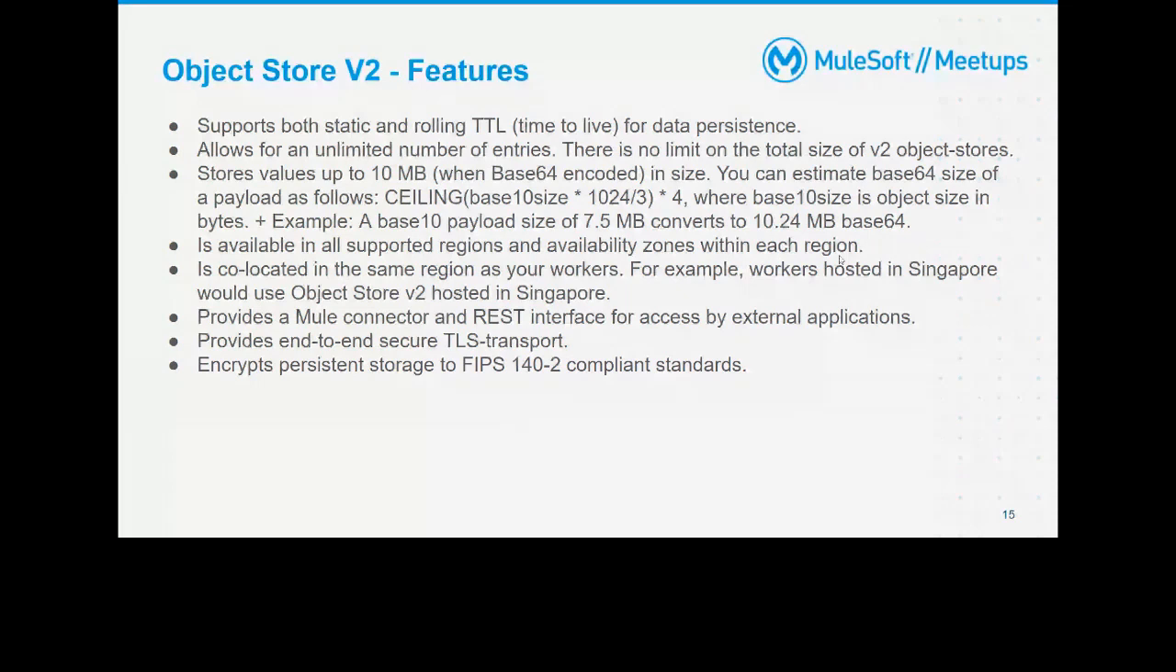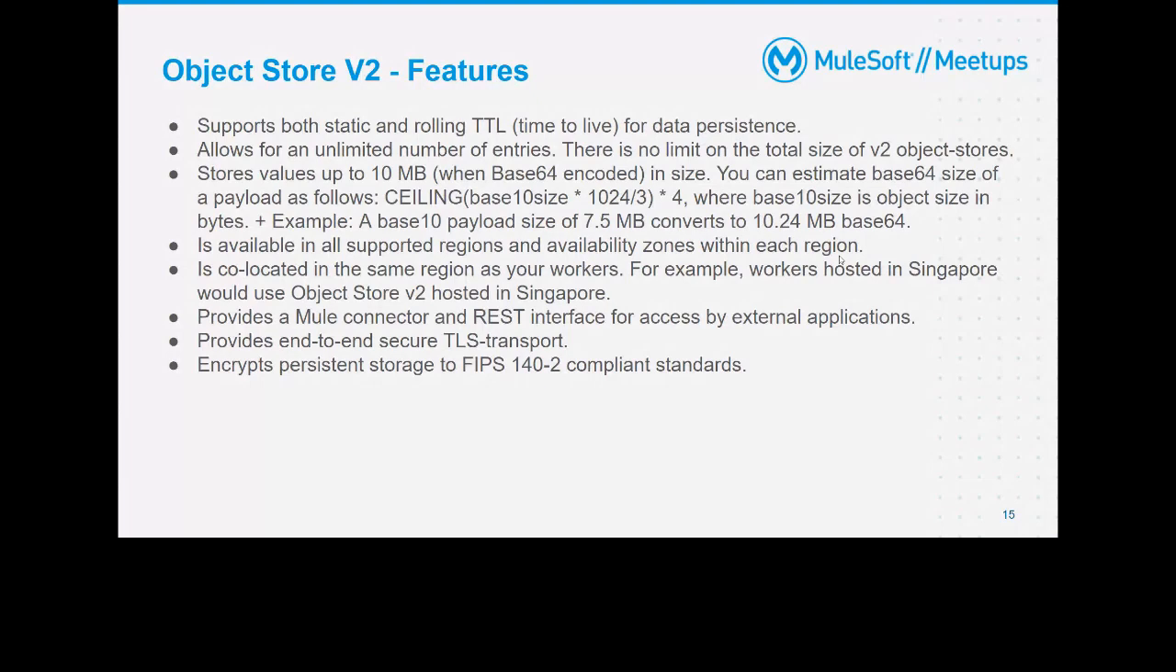It is available in all supported regions and availability zones within each region. So now the object store is available in all the AWS regions and availability zones. Previously, in Object Store 1, I think it was located in US East 1, so even if the application was deployed in US East 2 or in Singapore, it had to access the data from US East 1. But this is not a constraint in version 2. If you deploy your application in US East 1, your object store will be created in US East 1. If you deploy your application in Singapore, the object store will be created in Singapore, in the same region.